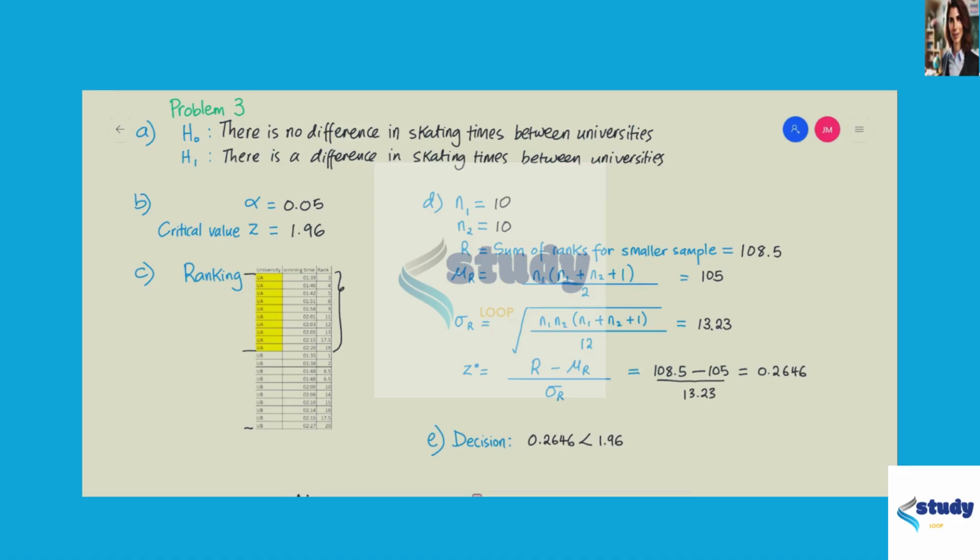And when the calculated value of z is not in the critical region, the decision is to fail to reject the null hypothesis H naught. And from that decision, we can conclude and say that there is not enough evidence to reject the claim that there is no difference in the times.